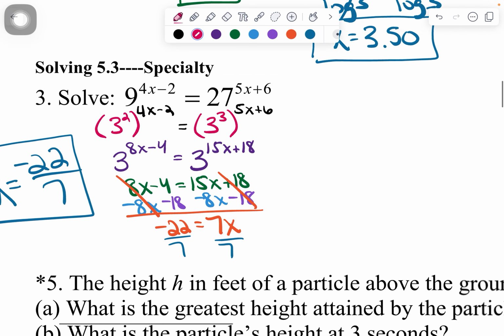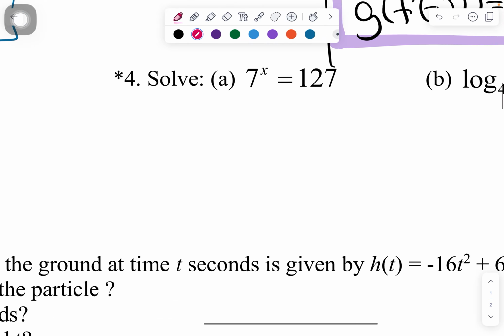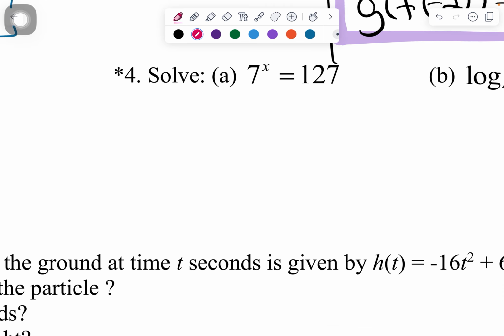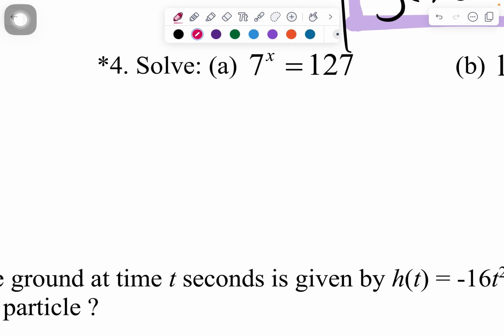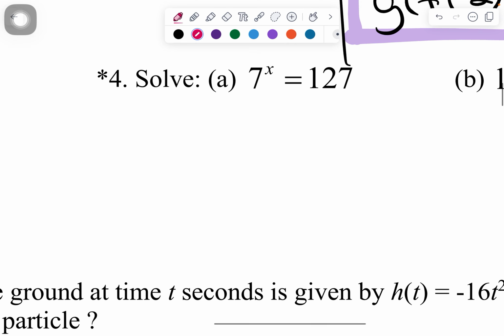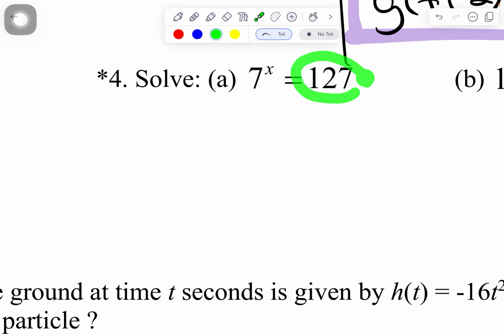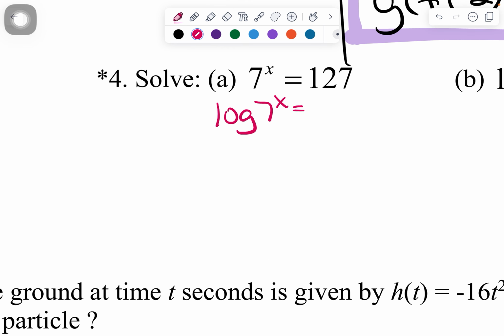All right, sliding right along to question number 4. I marked this one with an asterisk because you're going to need a calculator. Unlike the last question where I could turn a base to be the same base, I can't make 127 turn into a base 7. So let's take the log of both sides. Log of 7 to the x equals log 127.